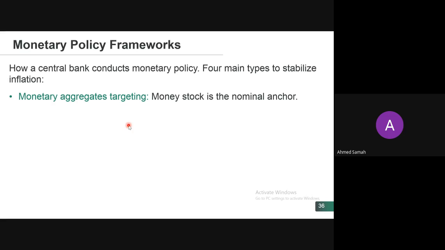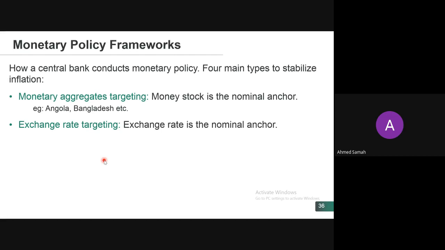The monetary aggregates are M0, M1, M2. By targeting them, they maintain inflation at a low and stable level; this is monetary aggregates targeting. Central banks like the Angola Central Bank and Bangladesh Bank adopt monetary aggregates targeting. Another type is exchange rate targeting. This is when a country maintains price stability by targeting the exchange rate. For example, we are adopting exchange rate targeting, and other countries like Denmark and Saudi Arabia are also adopting exchange rate targeting.